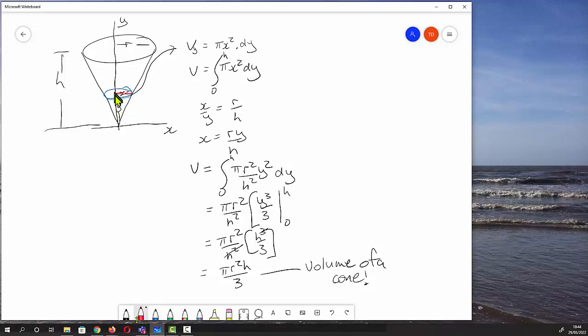x over y is equal to r over h. Those are the similar triangles, which means I can replace x with ry over h and put that into the equation. We've now got y squared instead of x squared, and obviously I can integrate y squared with respect to y. That becomes y cubed over 3, and out of the end of that we get the equation for the volume of a cone.